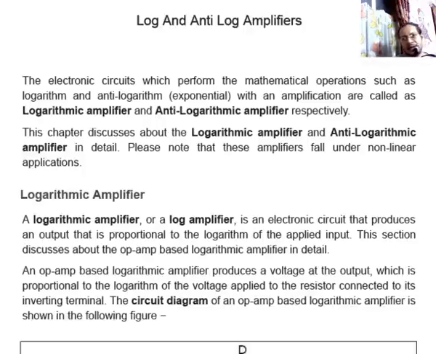So, log and anti-log amplifier. The electronic circuits which perform mathematical operations such as logarithm and anti-logarithm, that means exponential, with an amplification, are called logarithmic amplifier and anti-logarithmic amplifier. In this chapter I am going to discuss the logarithmic amplifier and anti-logarithmic amplifier. You may note that these amplifiers fall under nonlinear applications.